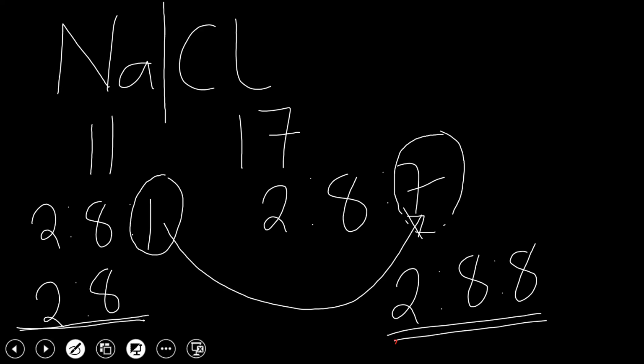Then I also looked at another example, magnesium oxide. Magnesium has atomic number 12, and oxygen has atomic number 8. So magnesium is 2, 8, 2, and oxygen is 2, 6.